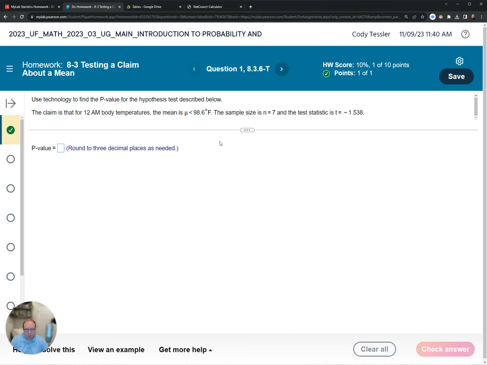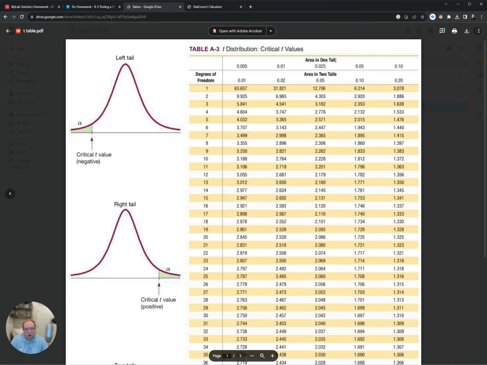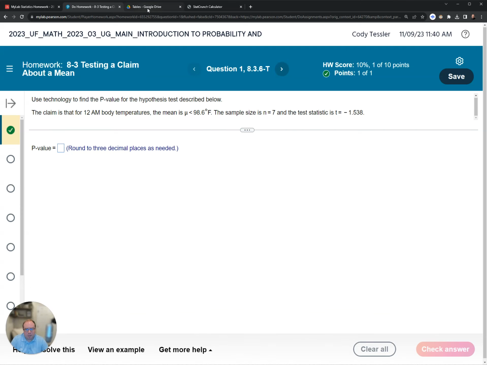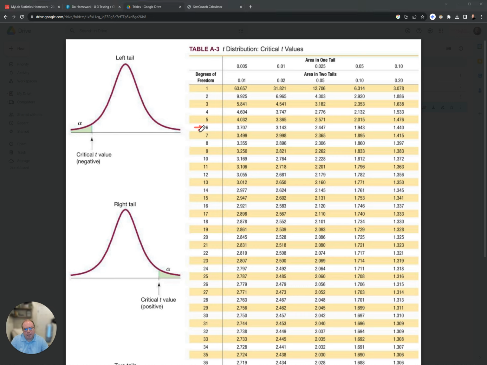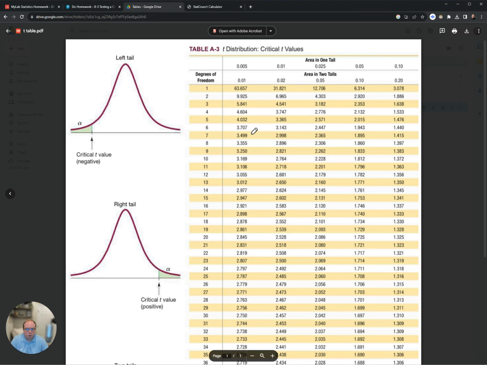So just as a summary of how we learned this in class, we could also get this directly from the table. Realizing that this is a one-tailed test, just the left side, we can go and look at the area in one tail. The degree of freedom is 1 less than the sample size. So what we want to look at is row 6. And yes, it is negative, but this curve is symmetric. So we can just ignore the negative and realize it will have the same area.